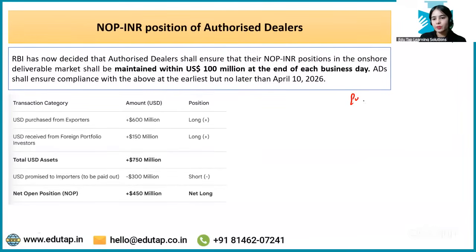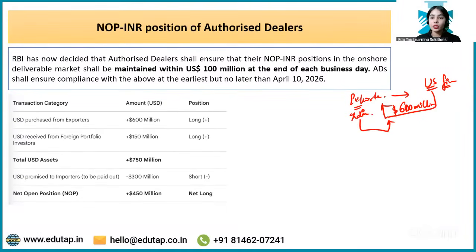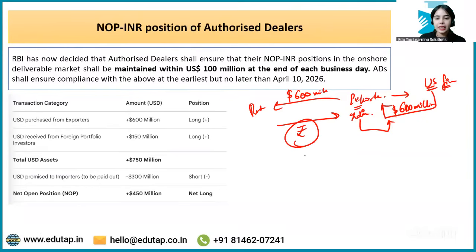Now, what happens? Let's say there is an exporter that is exporting the product to US, and US firms are paying the exporter, let's say, $600 million. Now this exporter is the Indian exporter. Can this exporter use the $600 million to pay the salaries, to buy the raw material in India? Can this $600 million be used in India? No. Exporter will be giving this $600 million to the bank and will be taking what? Rupees. Will be taking rupees for the transaction in India. That is the basic idea, right?